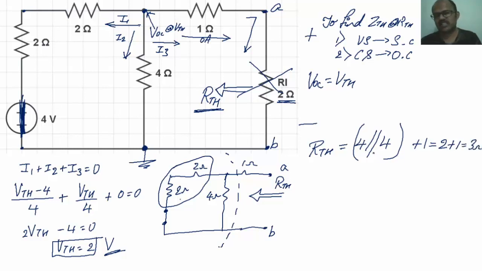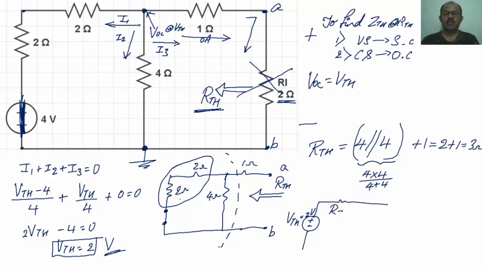So 2 plus 1 equals 3 ohms, because whenever resistances are connected in parallel, how can I express this? 4 into 4 divided by 4 plus 4. If 2 equal resistances are connected in parallel, then the equivalent resistance is half of the original resistance. So I will have a Thevenin voltage VTH equals 2 volts, and the Thevenin resistance I call RTH, which equals 3 ohms. So this is the equivalent circuit.